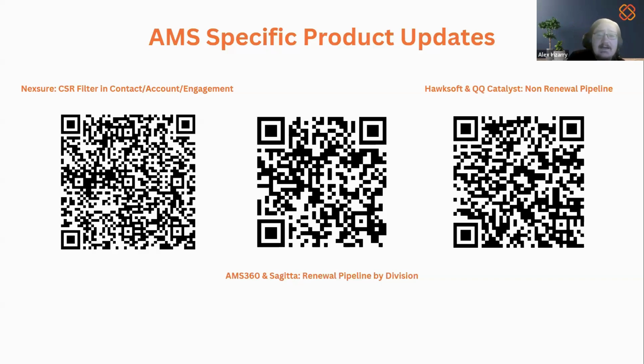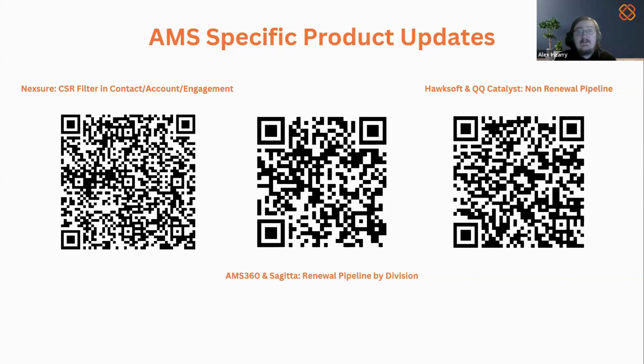In addition, we also added a new feature for AMS 360 and Sagitta. This is specifically to filter renewal pipeline automation by division. As most of you are probably familiar, we have the ability to filter by specific types, so commercial or personal, or by specific categories. Now for AMS 360 and Sagitta, we can actually filter by division as well from those AMSs.